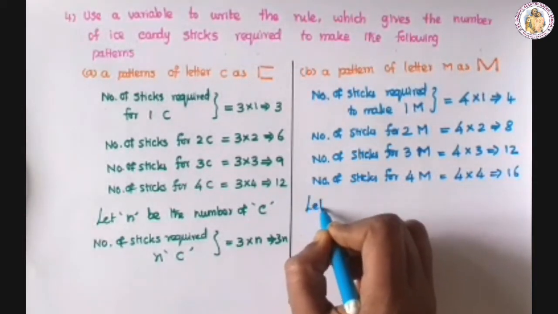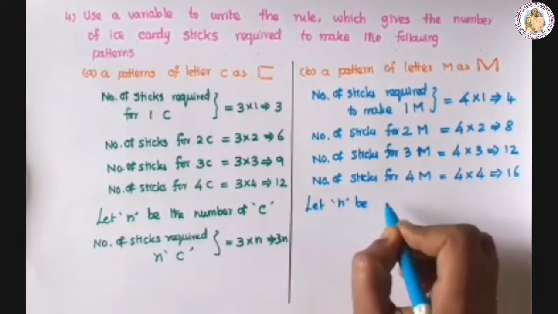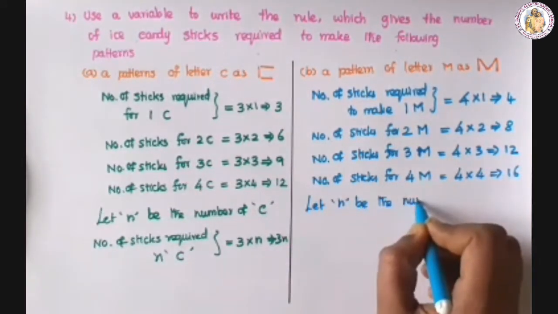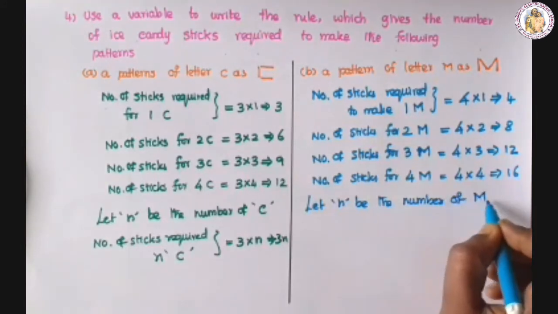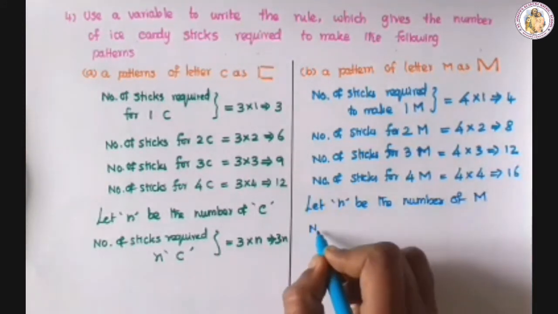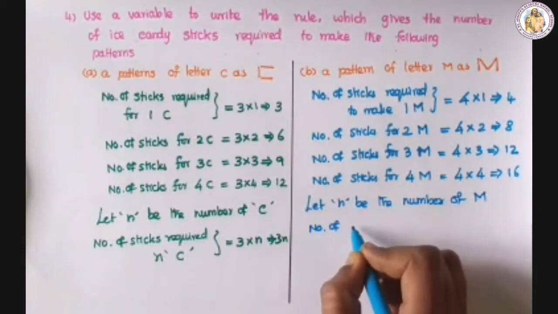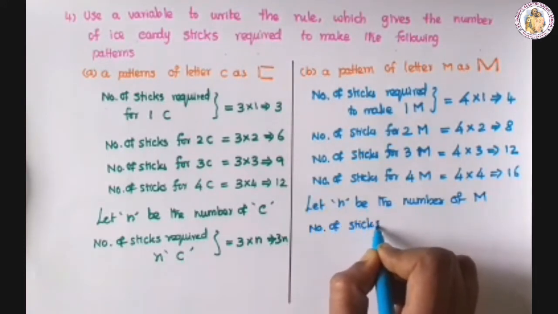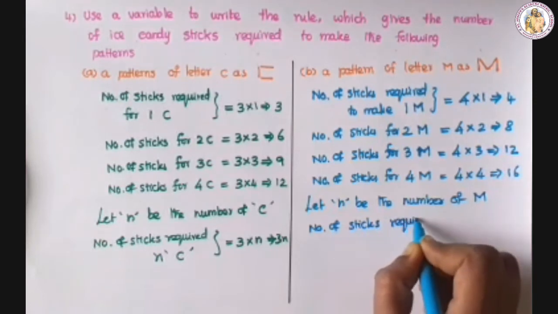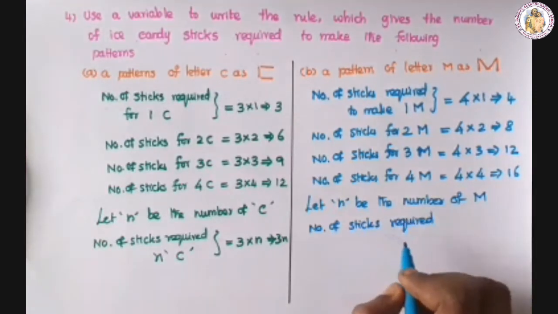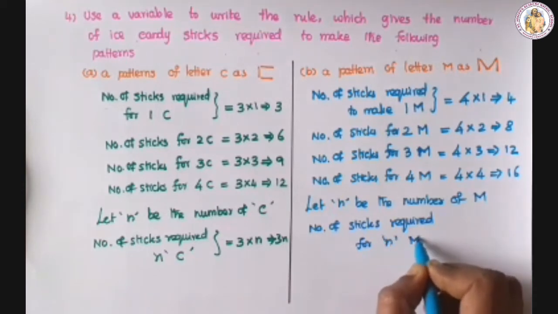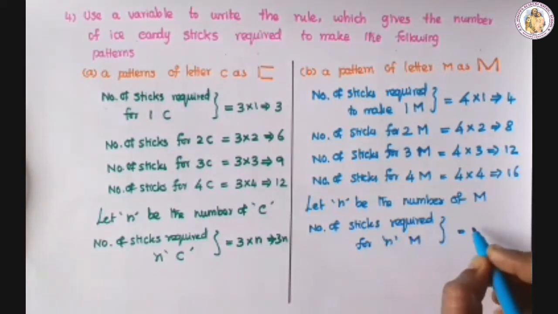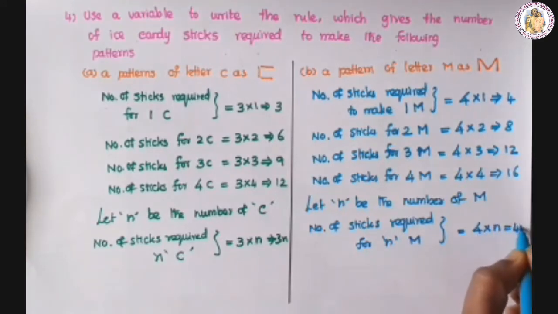Like that, let n be the number of M. Means how many sticks were required? Number of sticks required for n number of M, that is equal to 4 into n, that is equal to 4n.